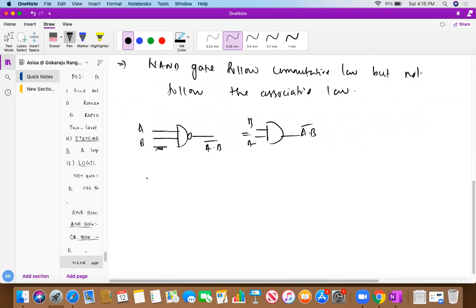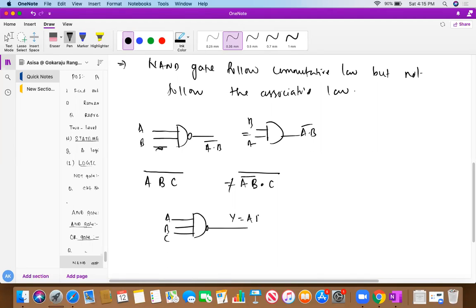But the associative law, so there are 3 inputs A, B, C. Associative law means what? Actually it is not following (A, B) bar and C bar. Do you all understand, students? Why is it not following? See here, as we know that we can express this A, B, C. So this is NAND gate, so I am obviously getting (A, B, C) bar.